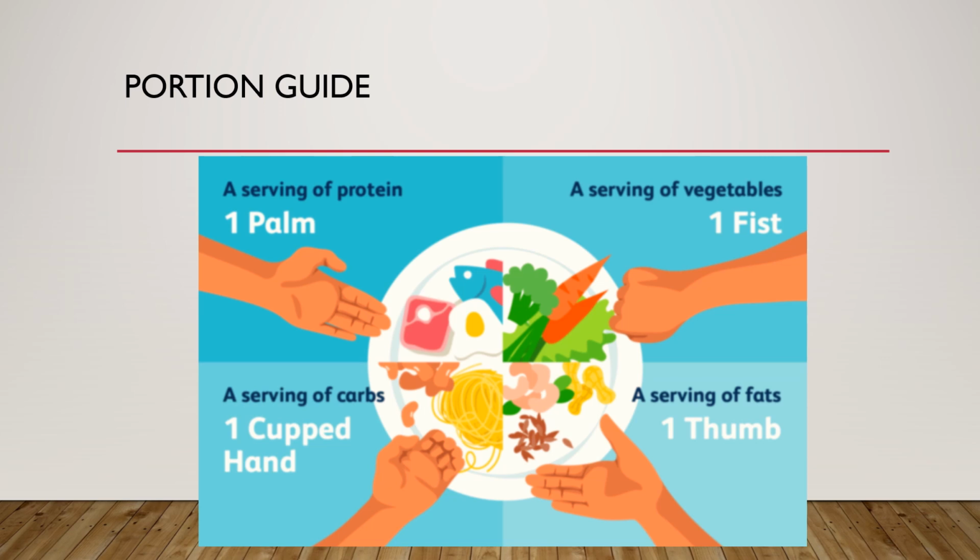So you must have noticed we are taking a good amount of protein, then vegetables, one fist, one cupped hand of carbs, and a little amount of fat. So when you look at your plate, you need to understand whether you have taken everything in the certain portion that your body needs.